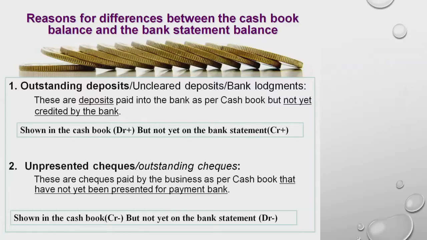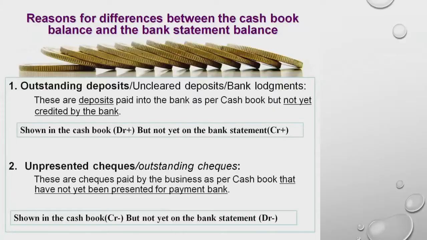Now we are going to look at the reasons why you find a situation whereby the cash book at home or in the business has a different figure compared to the one on the bank statement. Why do you think they don't agree, or there is always a difference between these two? One of the reasons could be outstanding deposits, uncredited deposits, bank arrangement. These are deposits paid into the bank as per cash book, but they were not credited by the bank.